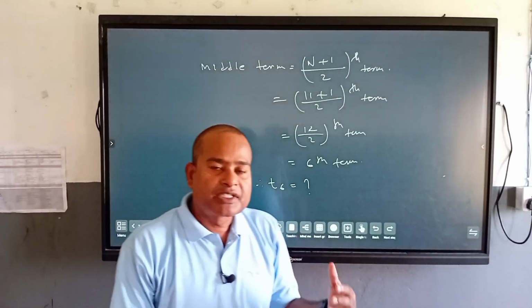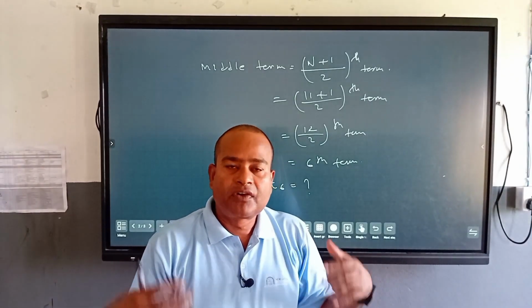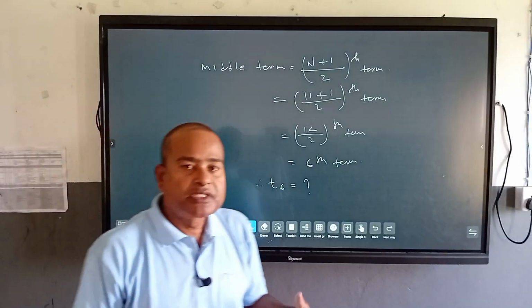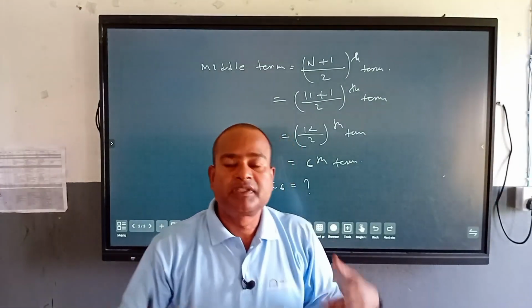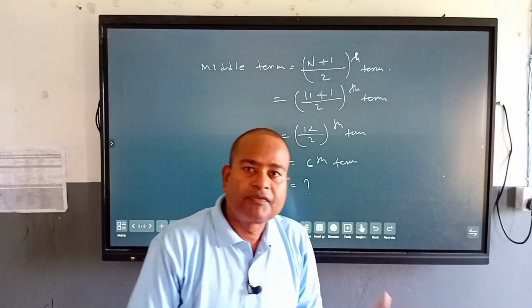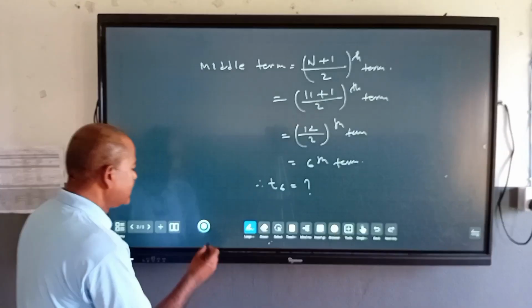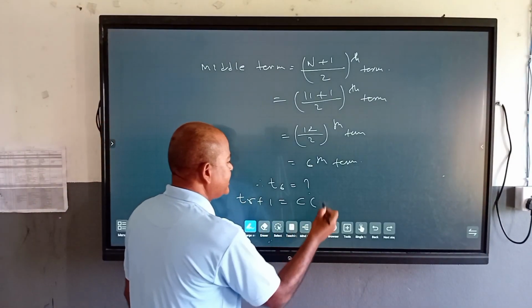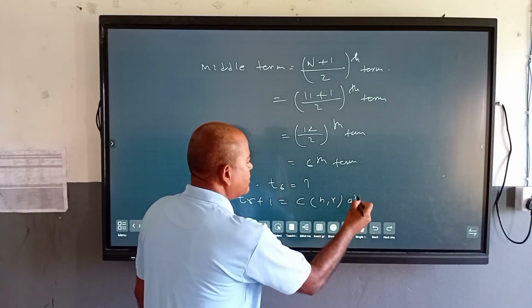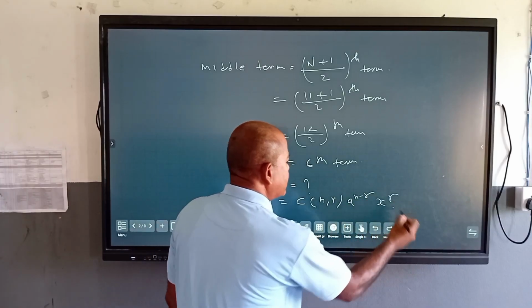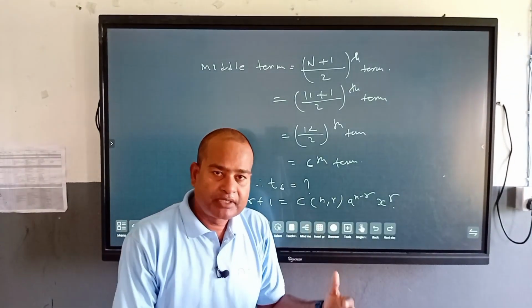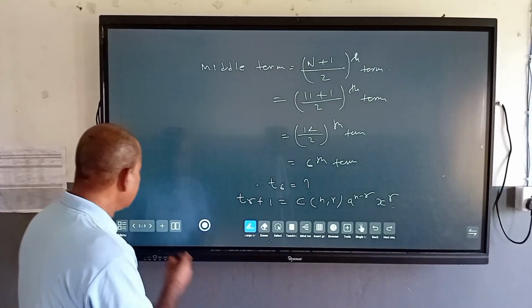To find the 6th term, now we are going to use the formula of the general term of the binomial expansion. Dear students, we know that the general term of the binomial expansion of (a + x)^n is given by the formula T(r+1) = nCr a^(n-r) x^r. So by using this formula, we'll get the 6th term, that means the middle term of the given binomial expansion.